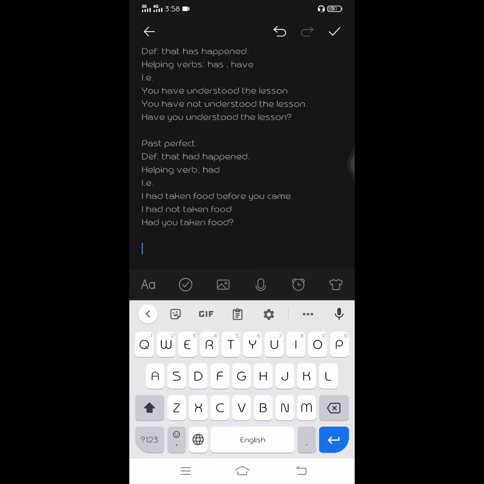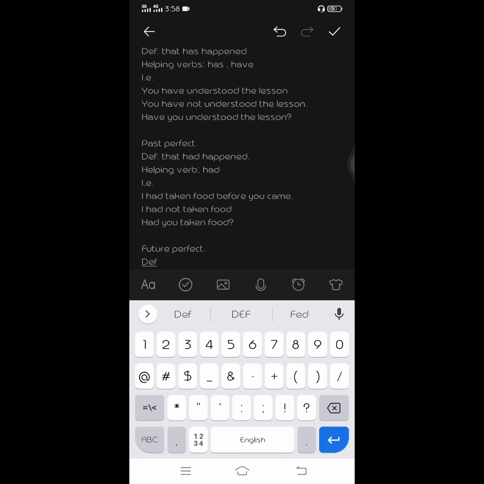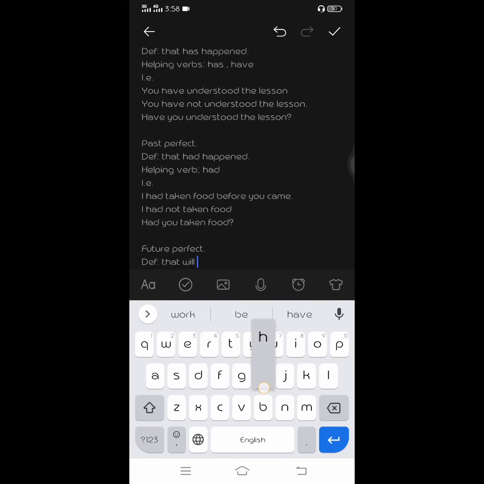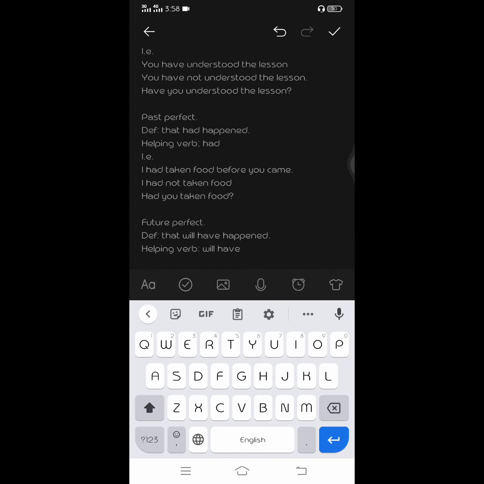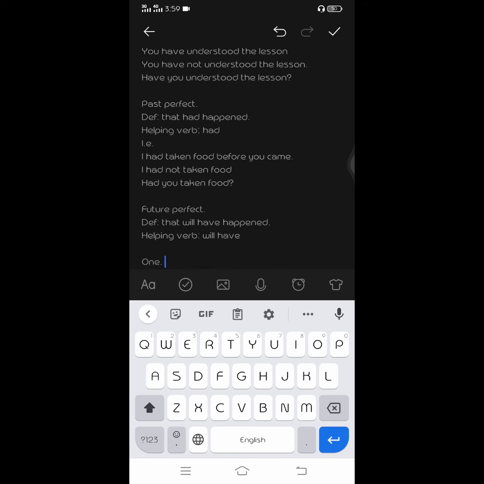Perfect. Now let's go for a future perfect tense. The definition, that will have happened. In Urdu or in Hindi, we say जो काम हो चुका होगा. अब वो कभी भी हो चुका होगा. You're going to use present perfect tense with that. The helping verb, you know what is that? You can see in the above example that is will have. The verb form, I have already told you we are going to use verb's third form, which is a past participle. So let's take an example.